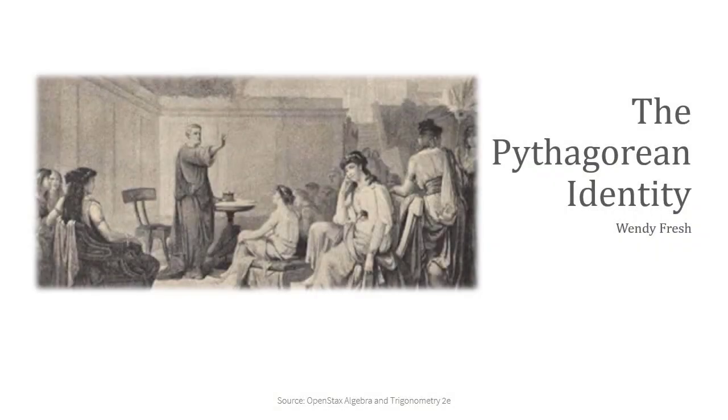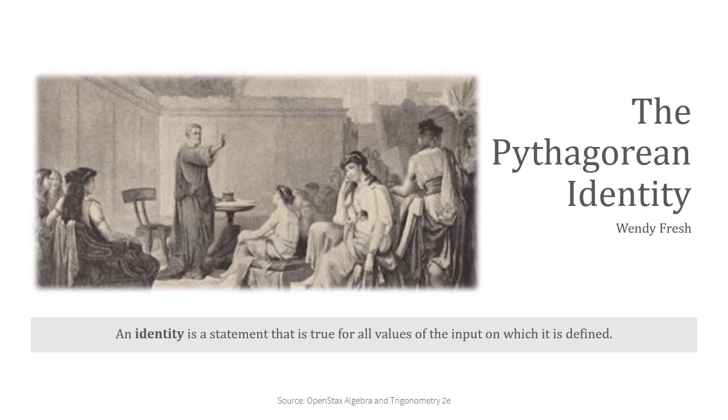We've explored many different properties of trigonometric functions, and now we can take this a step further and derive some identities. But first, what is an identity? An identity is defined as a statement that is true for all values of the input on which it is defined. And one such example is the Pythagorean identity. And that's what we're going to talk about in this section.